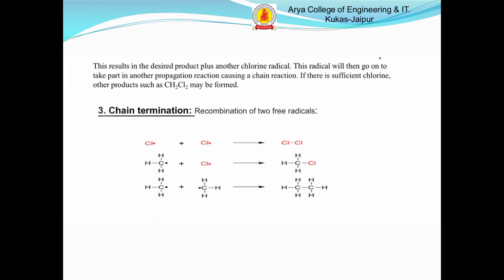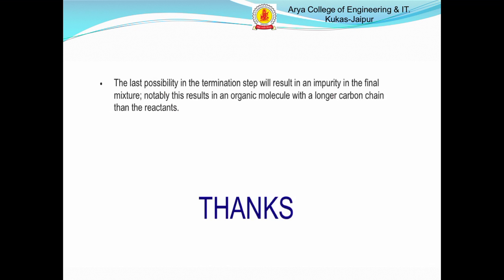Third is the chain termination step. Recombination of two free radicals. Two free radicals form a molecule. Like Cl free radical plus Cl free radical is Cl2. Methyl free radical plus Cl gives methyl chloride, and CH3 radical plus CH3 radical gives ethane. So the last possibility in the termination step will result in an impurity in the final mixture.